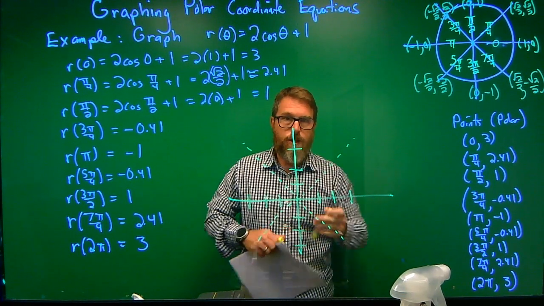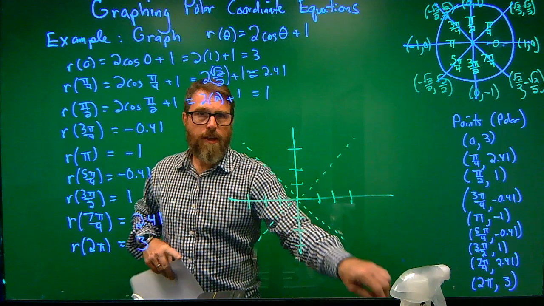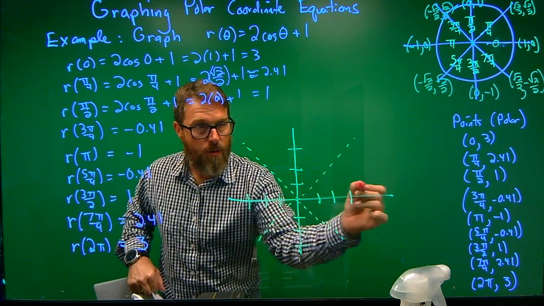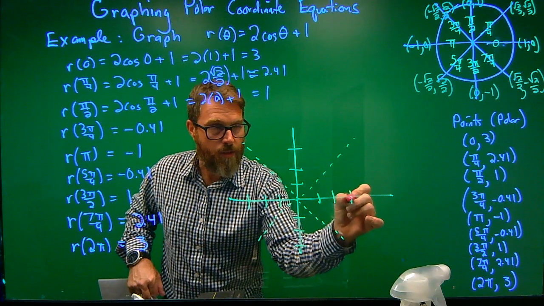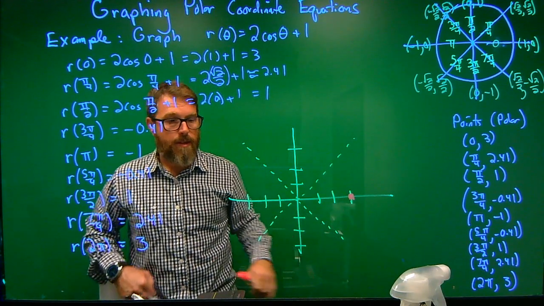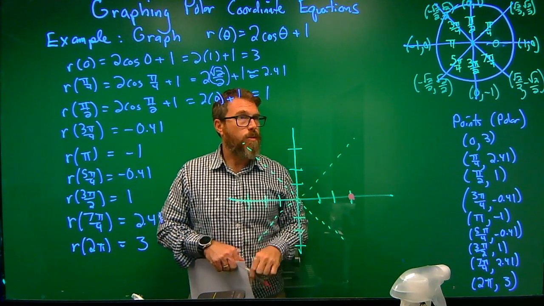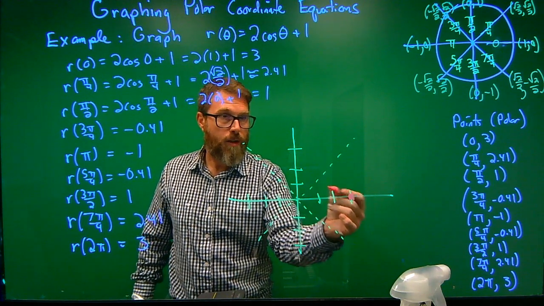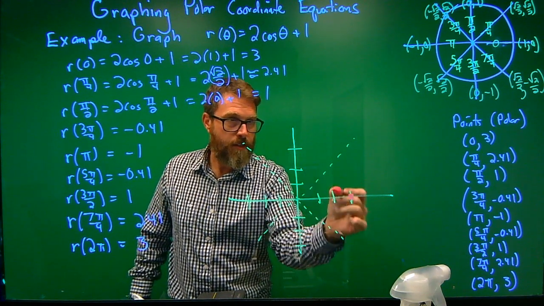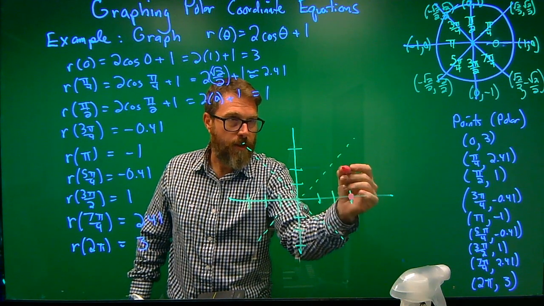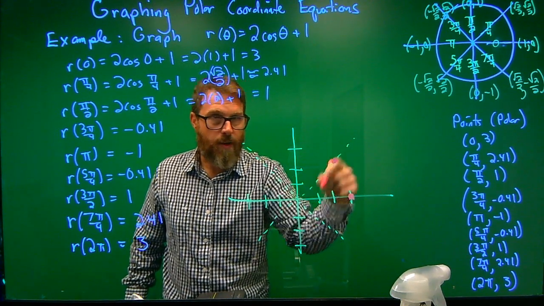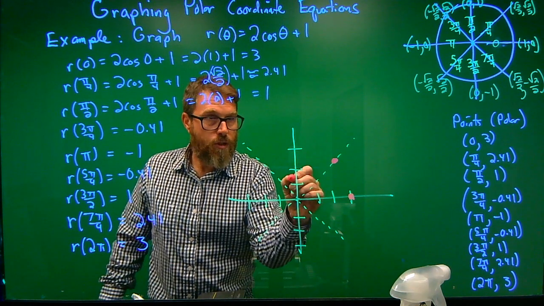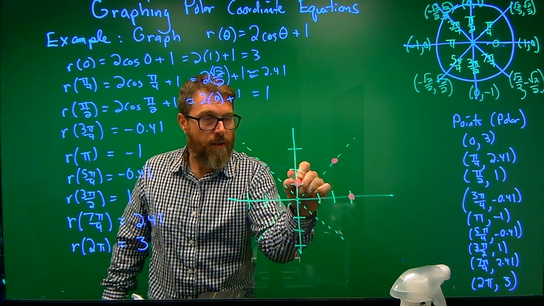So now when we plot these points, for the very first one, we know that we're going to have 0, comma 3. So angle 0 is here, and then it's going to be at 3. So it's going to be this point right here. And next we're going to have angle pi over 4, which is going to be this angle here, and I got 2.41. So this would be distance 1, distance 2, distance 3. So 2.41 is going to be about right there. Now, at pi over 2, we have 1, which is going to be here.